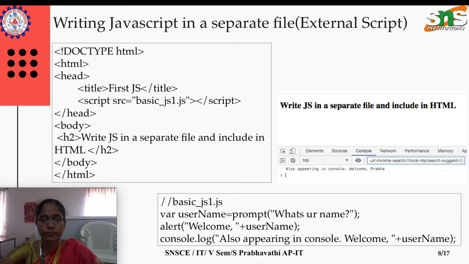And this is external script. External script in the sense, write the JavaScript in a separate file and save it in .js extension like this. So here what we are doing, prompt what's the username. Whatever the username we are getting from the pop-up message is stored in the variable called username. So in JavaScript, this is the way of declaring the variable. In detail about variables and data types we will be seeing in the next session. Now just have that in mind.